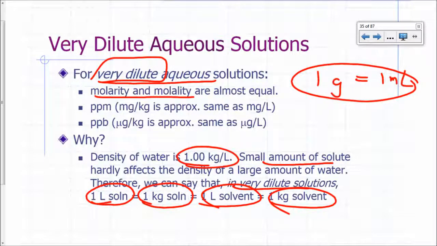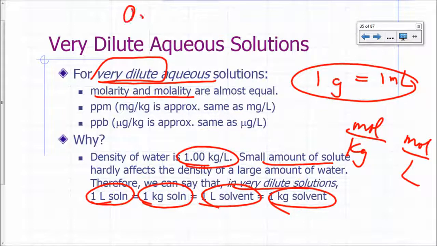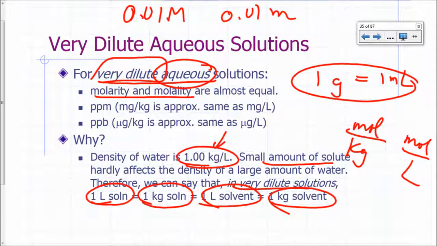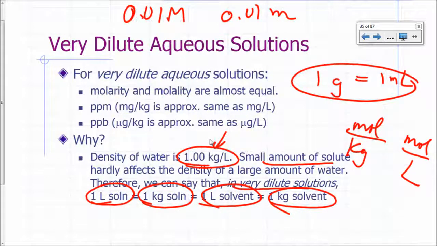And so your molality, so moles per kilogram of solvent, will be the same as moles per liter of solution. So if I have like a 0.01 molal solution, chances are it's also 0.01 molar, provided my solvent is water, okay? Because it's important there that the 1 kilogram of solution is essentially 1 liter of solution. So when we're dealing with very dilute solutions, molarity and molality are almost the same. But you've seen that with the HCl. When you have a concentrated solution, 12 molar HCl is actually 16 molal. They're not the same. But once you get to very dilute solutions, the molarity and molality are essentially the same.